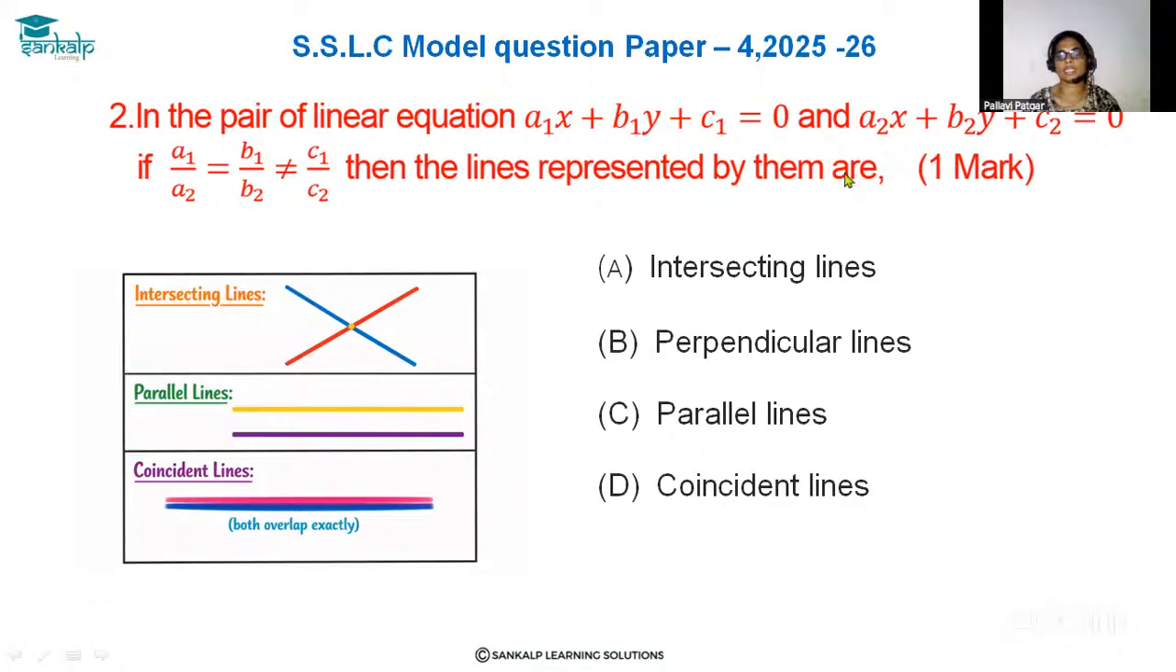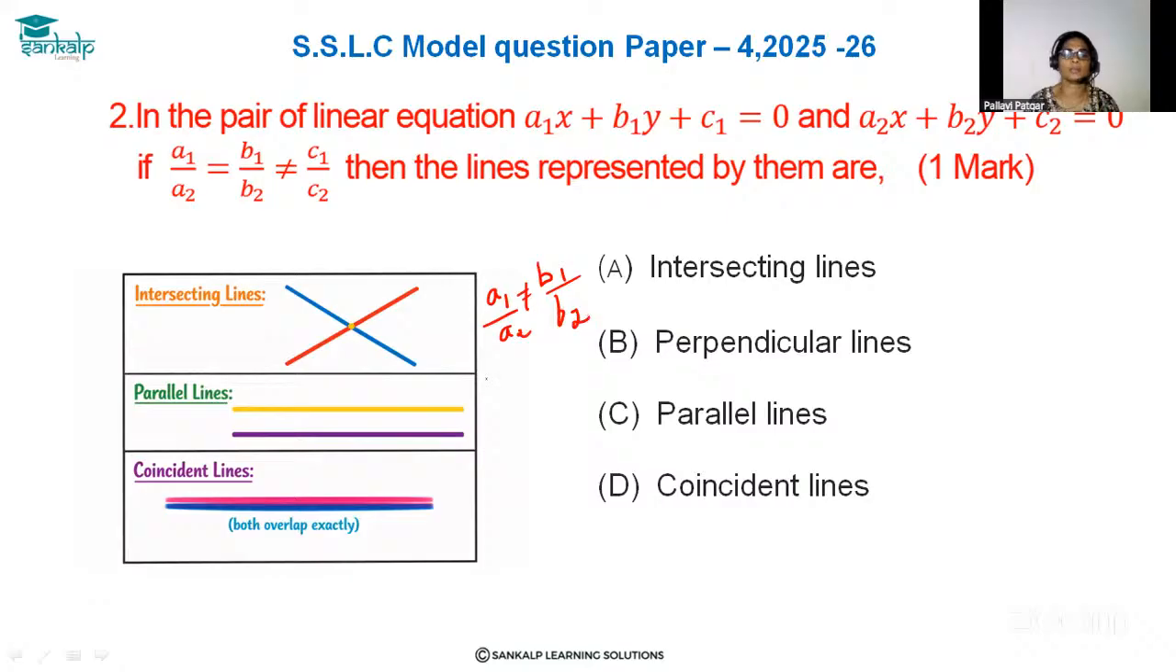Here, in a pair of linear equations, we see 3 kinds of graphs: intersecting lines, parallel lines and coincident lines. So if the lines are intersecting, then the ratio of the coefficients a1 by a2 is not equal to b1 by b2.